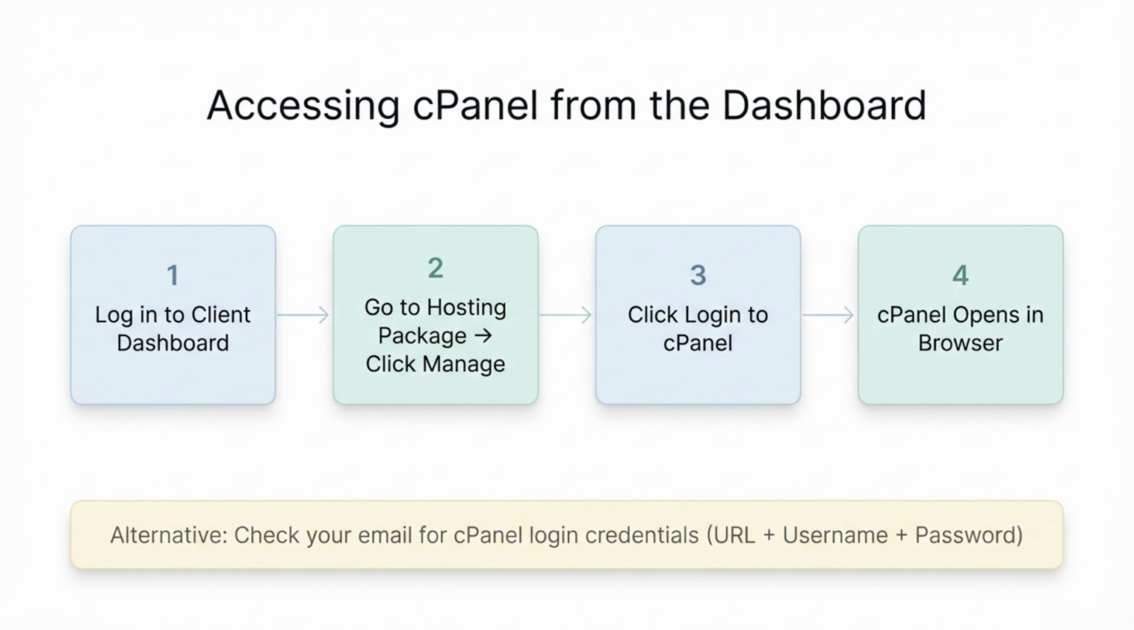There are two ways to get into cPanel. The first is directly from the client dashboard. You click Manage on your hosting package, then click Log into cPanel, and you're in. The second way is through the confirmation email you received when you bought hosting. That email contains your cPanel URL, username, and password. Either way works, and once you're inside cPanel, you can change your password anytime.